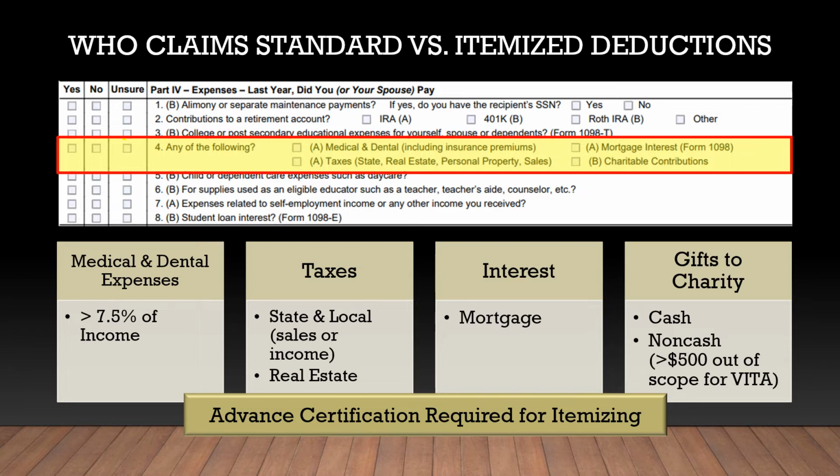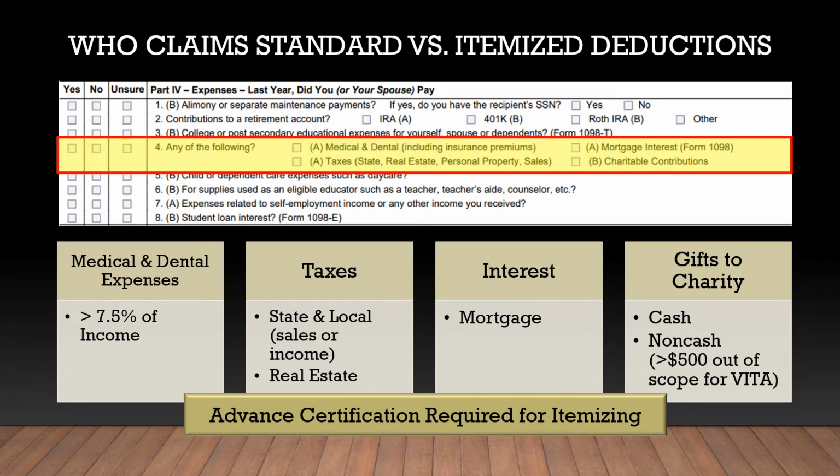When the client gives you their intake form, that's Form 13614-C, you will want to see if any of the boxes are checked in Question 4 of Part 4 under Expenses. This does not always mean that our taxpayer will be itemizing, but it means that we need to ask more questions. We need to determine if they have enough deductible expenses to add up to more than the standard deduction that they would get based on their filing status, age, and blindness.